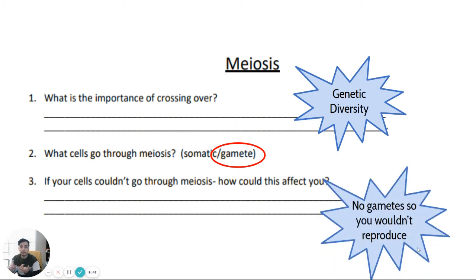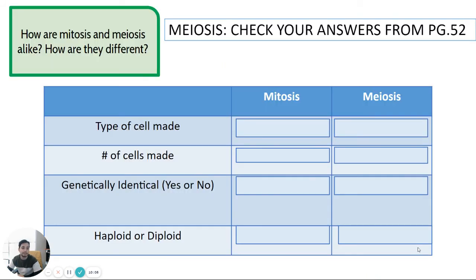If your cells couldn't go through meiosis, how could this affect you? Well, if you have no meiosis, you have no gametes, so you have no egg or sperm, so you can't reproduce, okay? This could affect many organisms who want to get more traits out there, more genetic diversity out there, and it could affect an ecosystem. Okay, so meiosis needs to happen.